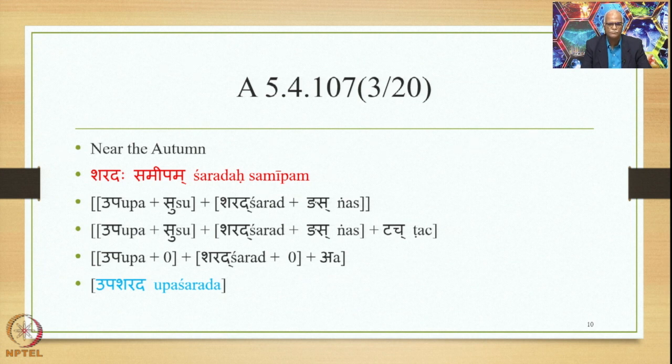Now we have upa plus 0 plus sharad plus 0. That is because of the application of the sutra supodhatu pratipadika yoho and a, which is tach. So upa plus 0 plus sharad plus 0 plus a. When we join them together, we get the form upa sharada, which is the finally derived compound output of sharadas samipam. Now this avyayibhava samasa ends in a. Remember, sharad ends in d, but this samasa ends in a.